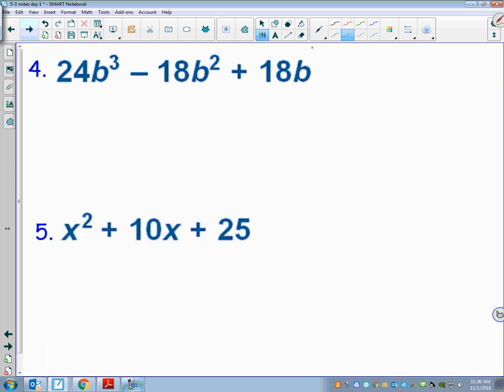And then the last big idea here is factoring, like undoing FOIL. So first of all, number 4, what do you notice? They all have a B in them. I also could take a 6 out of all those, so I think I could take a 6B out of this, and I would be left with what? 4B squared minus 3B. 18 divided by 6 is 3, and I took the B out.